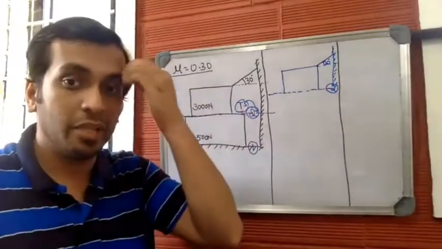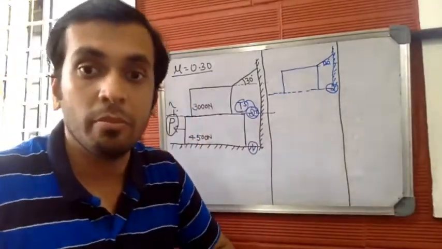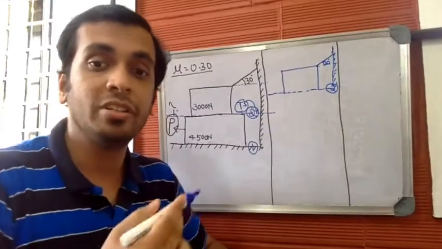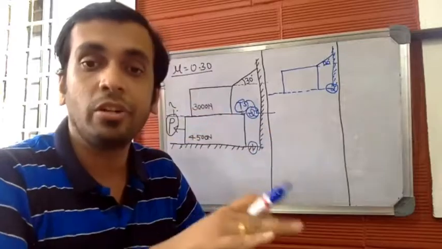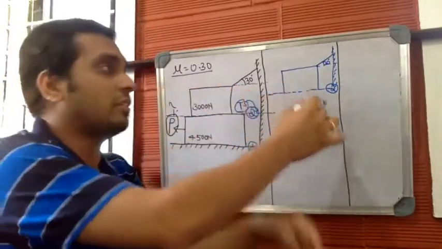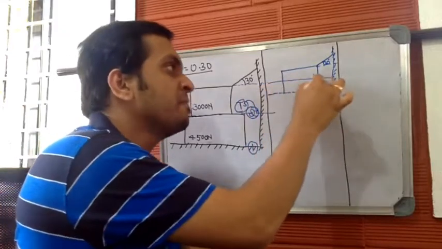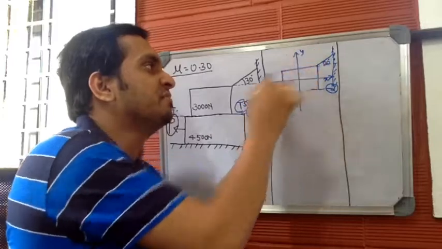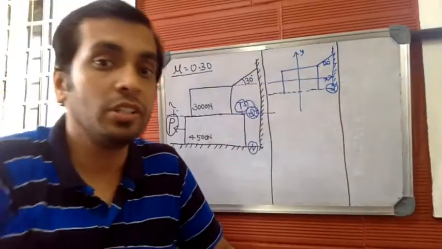Now we have to follow the same procedure as we did for the previous problems. Step number 1 is to draw the coordinates. How to draw the coordinates? You are supposed to draw the coordinates in such a way that the x-axis should always be parallel to the surface. The surface is the imaginary surface. So this will be the x-axis and this will be the y-axis. Done. We have drawn the coordinates now.